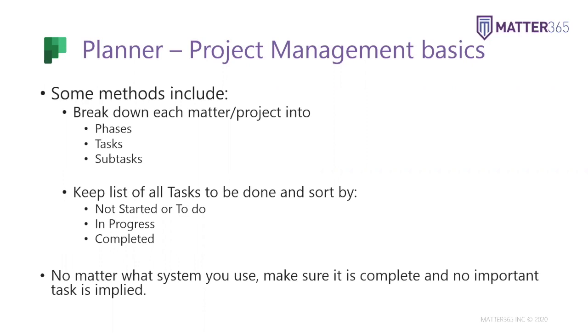Or if you're working on matters that are smaller, that don't necessarily have a lot of phases, or you don't like thinking about it, you just like working off a to-do list, you can keep track of all your tasks in 3 simple buckets: not started or to do, in progress, and completed. So as you start working off your to-do list, as you complete them, they eventually move from in progress into completed. And once everything's been completed, then you know the matter's closed, finished, and you can move on. But no matter what system you use, you need to make sure that no important task is implied, because people are going to be using these plans and these workflows in your absence.